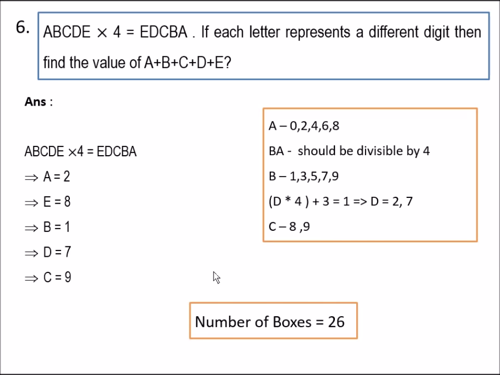And for C, the only possible values are 8 and 9, but the carry that comes from C should be 3, but with 8 it is not possible, so the only possible number is 9. So C is equal to 9. So A plus B plus C plus D plus E is equal to 27.